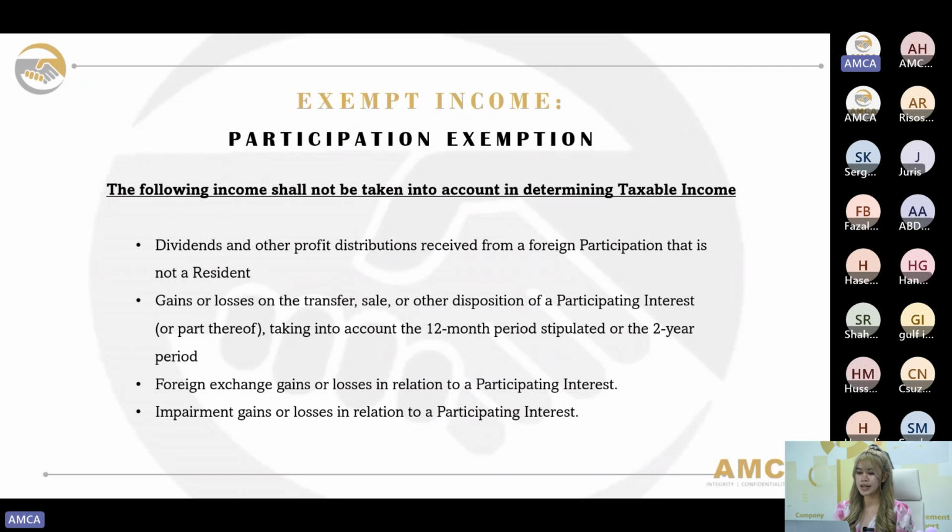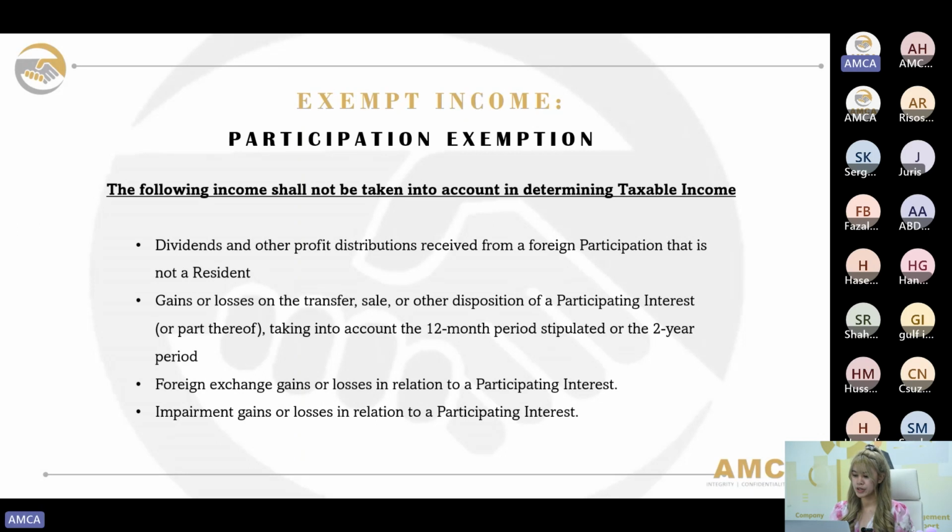Dividends and other profit distributions received from a foreign participation that is not a resident. The dividends include stock dividends, bonus shares, dividends in kind, and other forms of actual or constructive profit distribution. Gains or losses on the transfer, sale, or other disposition of participating interest or any part thereof, taking into account the 12-month period stipulated or the 2-year period, will not be taken into account as well in determining the taxable income. Aside from that, foreign exchange gains or losses in relation to participating interest and impairment gains or losses in relation to participating interest will also not be taken into account in determining the taxable income.